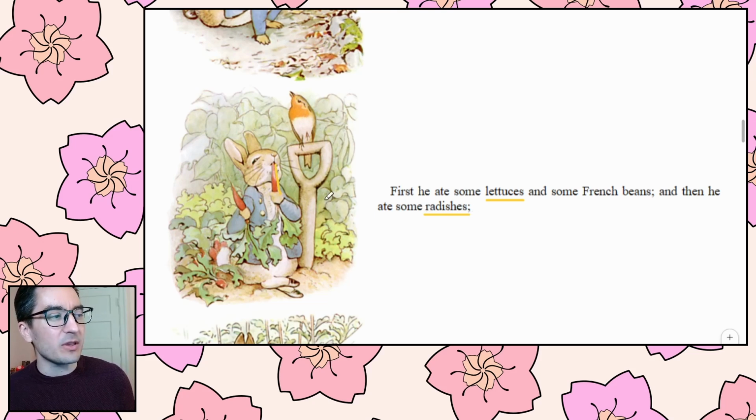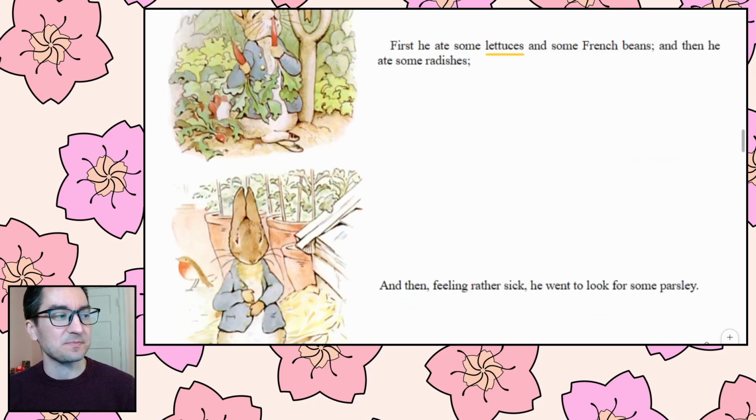Here, these look kind of like carrots, but a radish is a little bit different. Some of them can be red, some can be white, some can be other colors. Okay? But they look a little bit like a carrot. It's called a radish. So he went into the garden to eat some vegetables.